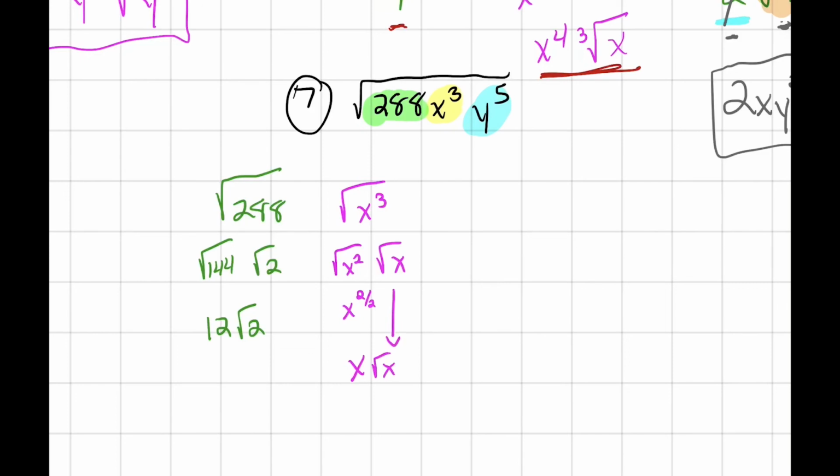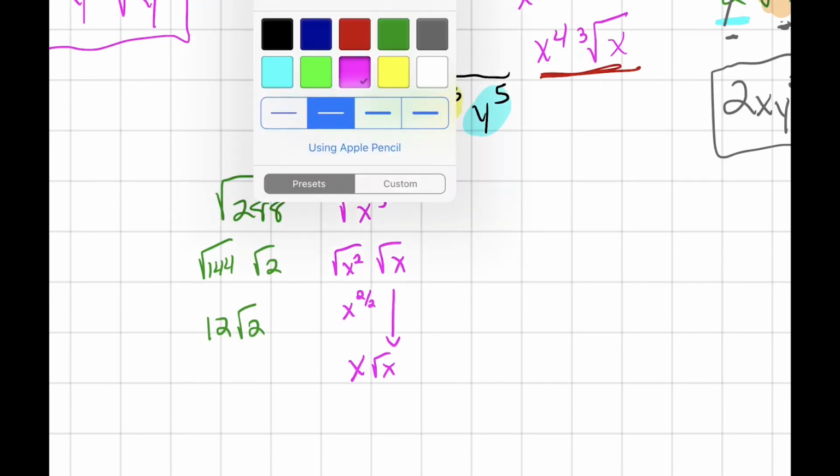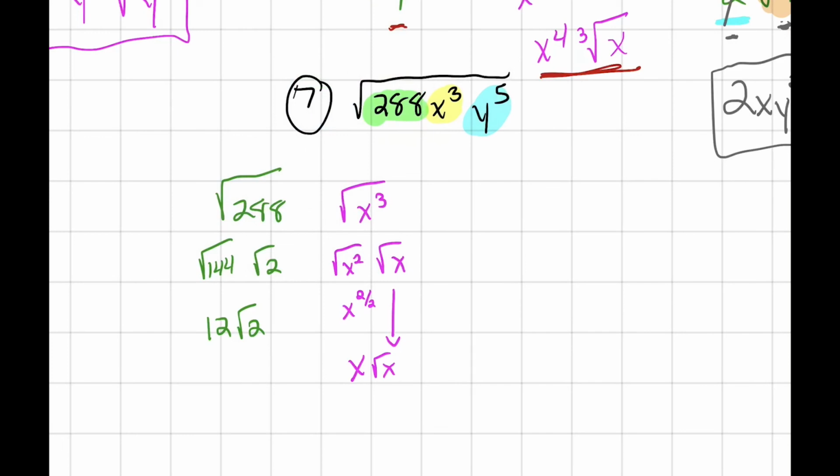Moving on to our last part, which is y to the fifth, and we are trying to take the square root of y to the fifth. Well, y to the fifth doesn't work evenly, so we just take one away, y to the fourth, and y. Y to the fourth can be written as 4 over 2, which ends up just becoming y squared, and our leftover piece just gets rewritten.